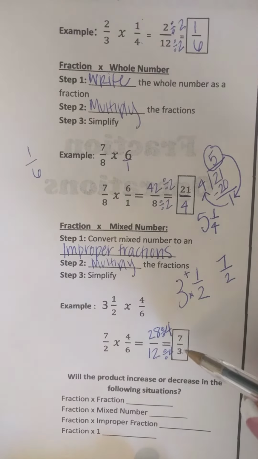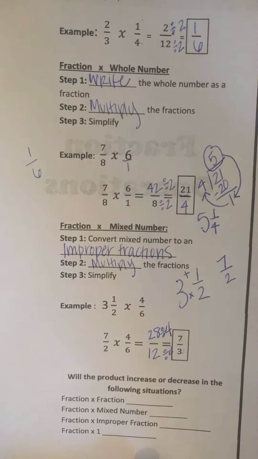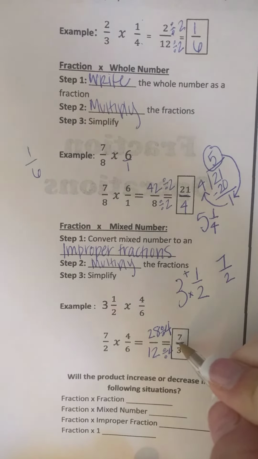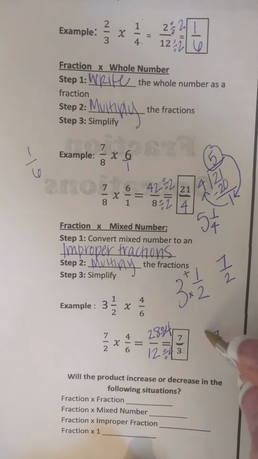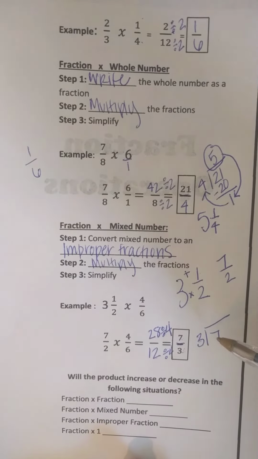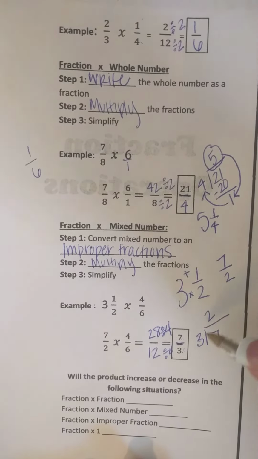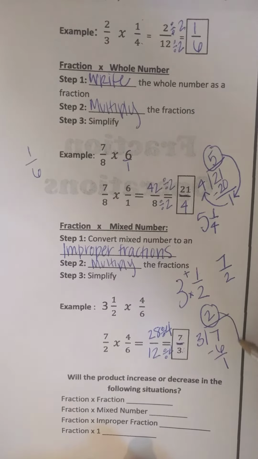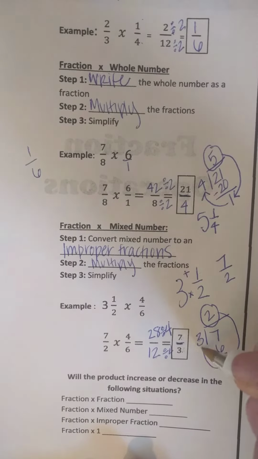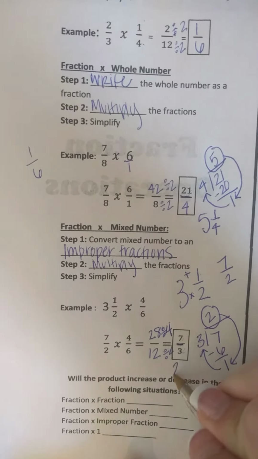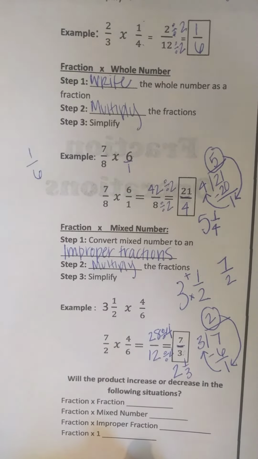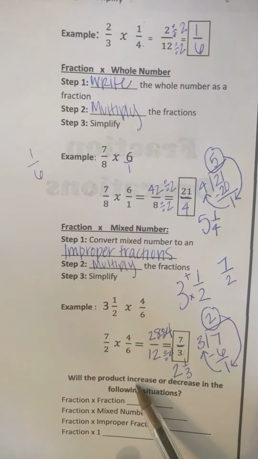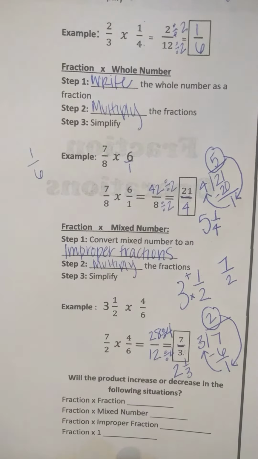Now I want to practice changing this improper fraction, where the numerator is bigger than the denominator, back into a mixed number. So remember, this fraction bar means to divide. So top in, bottom out. 3 goes into 7 2 times. 2 times 3 is 6. So I have a whole number of 2 with a numerator of 1 and a denominator of 3. So 2 1/3.